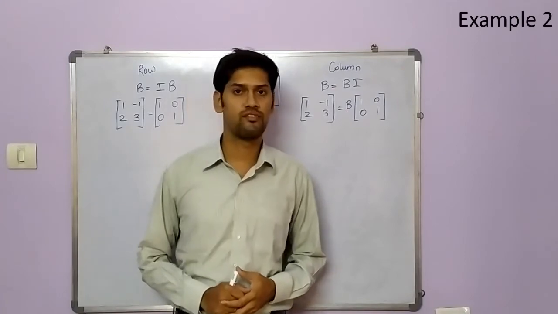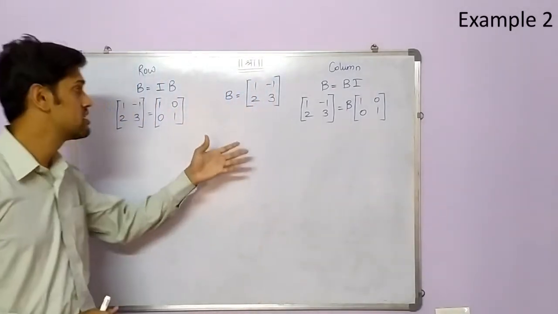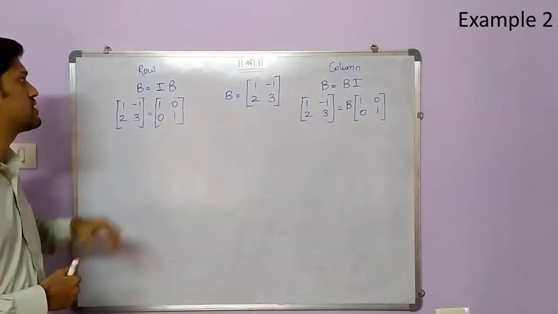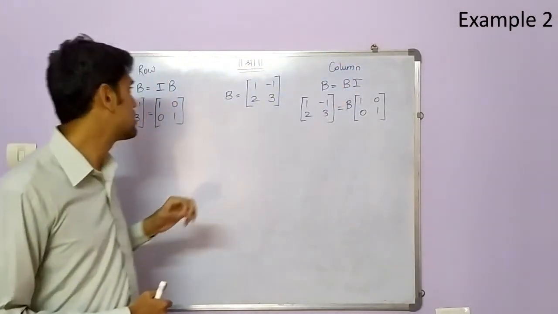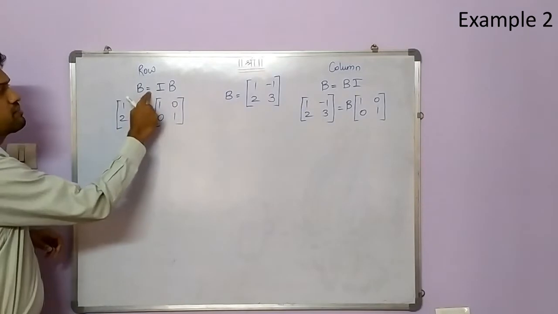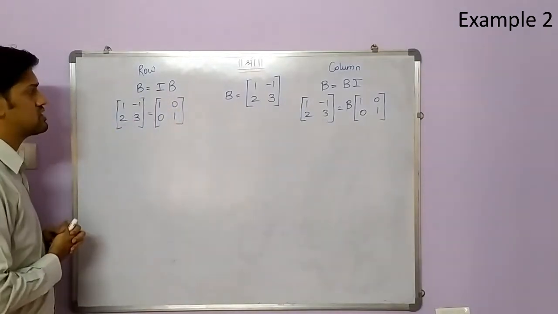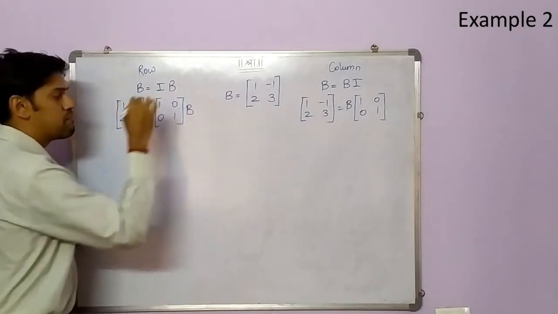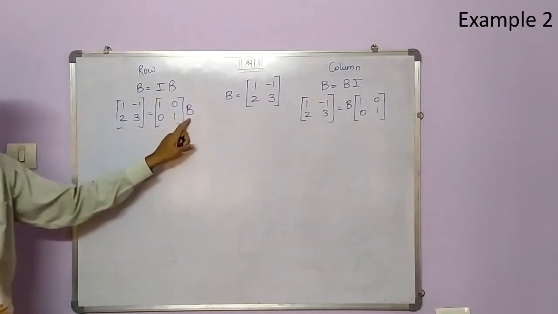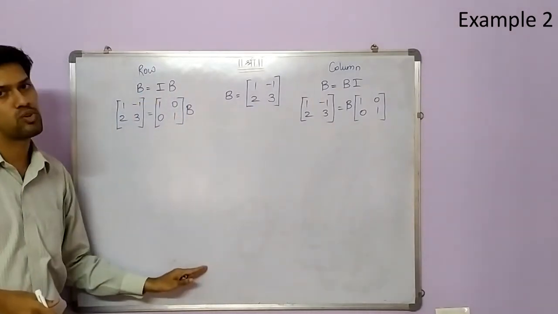In this next problem, we have matrix B here and we have to find the inverse. First, I will follow the row transformation and then I will solve using column transformation. So for row transformation, I have written B is equal to I into B as per the procedure. This B I will not be expanding because it will remain the same throughout the expression.